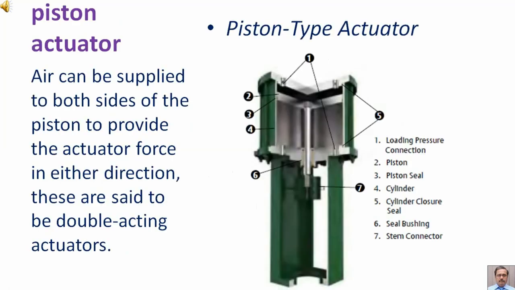In this section, we are going to talk about the spool block. A spool block is used in conjunction with double-acting piston actuators. Air can be supplied to both sides of the piston to provide the actuator force in either direction. These are said to be double-acting actuators.